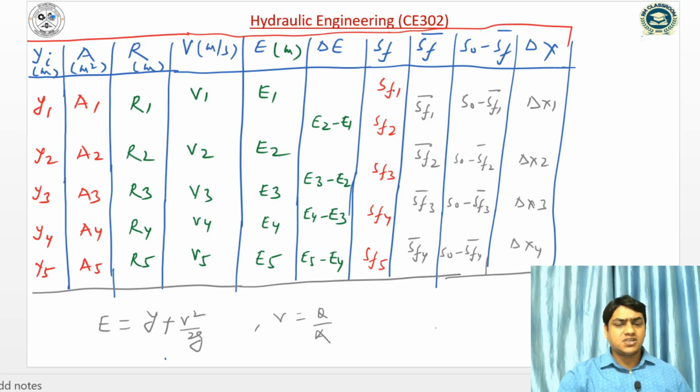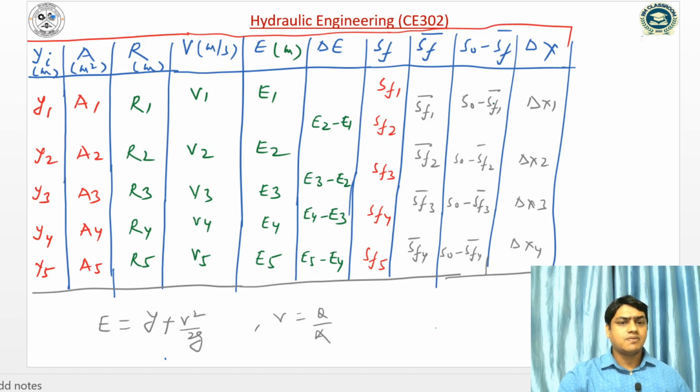This SF1 friction slope can be computed by Manning's equation. We can apply the Manning's equation and we can compute the SF1. V is equal to 1 by n R to the power 2 by 3 SF1 to the power half. So with the help of that we can compute SF1, SF2, SF3, SF4 and SF5. Similarly, the average value can be computed, that is SF1 bar, that is SF1 plus SF2 by 2. Similarly, SF2 plus SF3 by 2, that is SF2 bar. Similarly, SF3 bar is SF3 plus SF4 by 2, and SF4 bar is SF4 plus SF5 by 2.